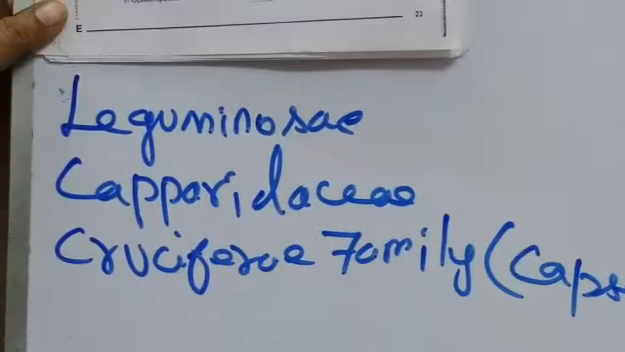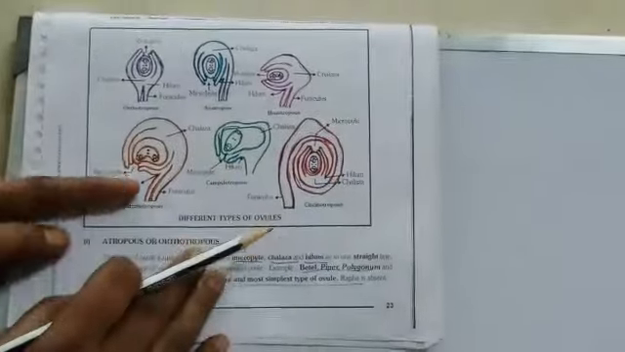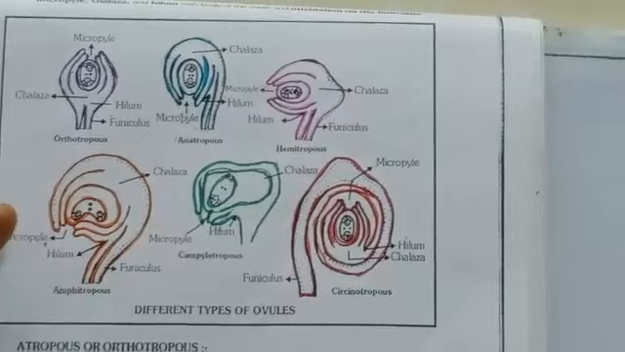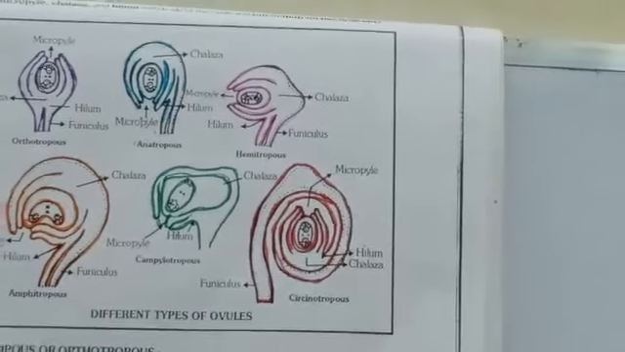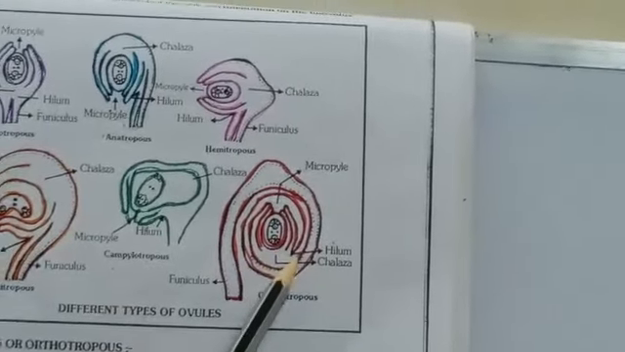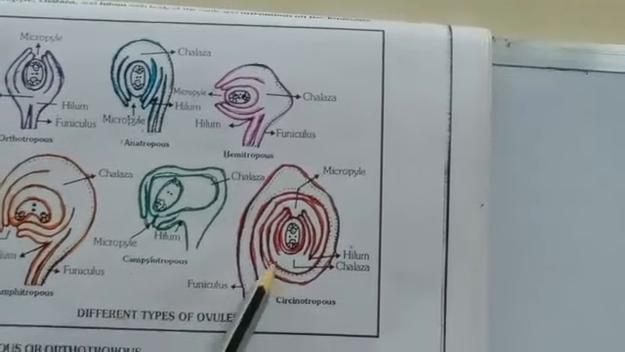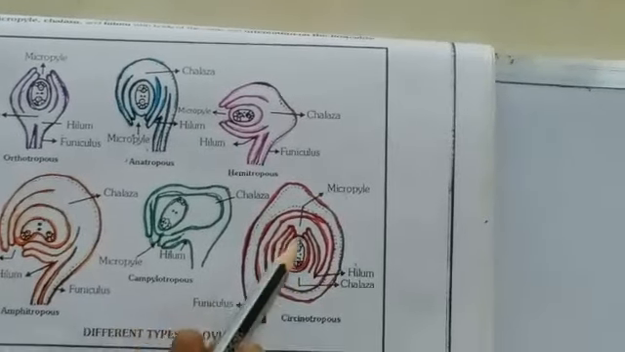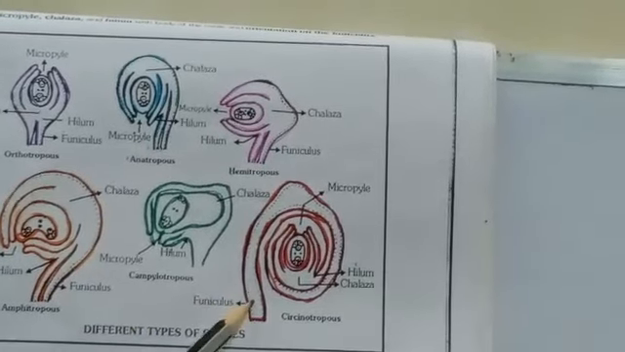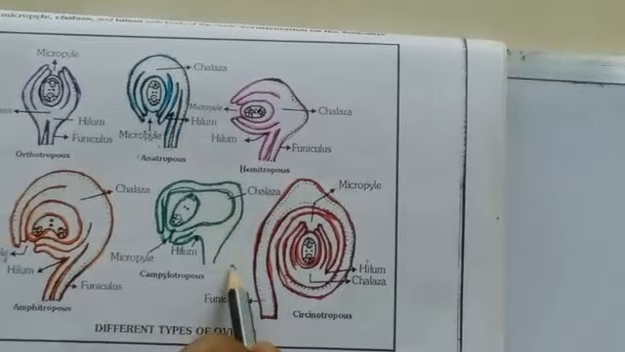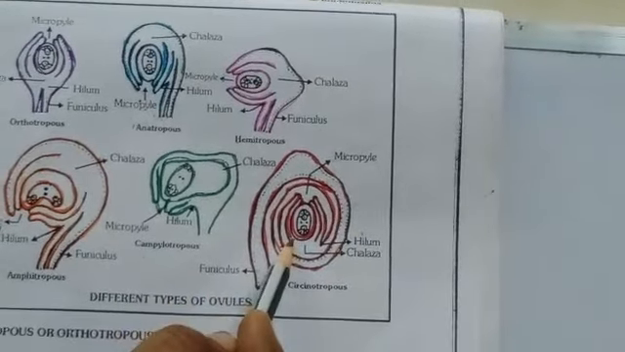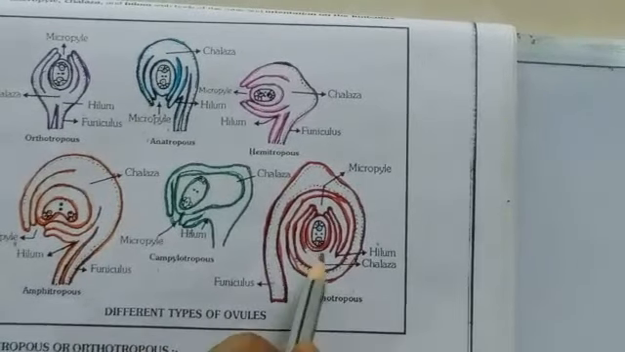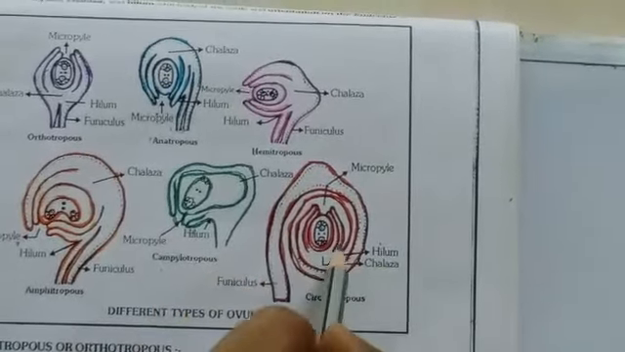The next type of ovule, the last one, is circinotropous ovule. See, in this type of ovule, it becomes inverted and again turns to upright position. First it is inverted and again turns into upright position due to the growth of the funiculus. So the body of the ovule is present in what degree? 360 degrees, and the entire ovule is surrounded by the funiculus. This ovule is otherwise called coiled ovule.